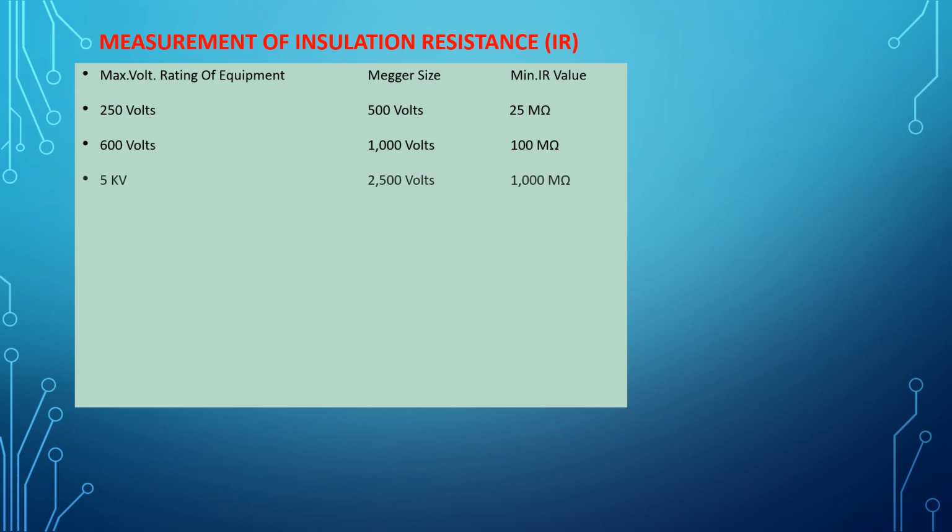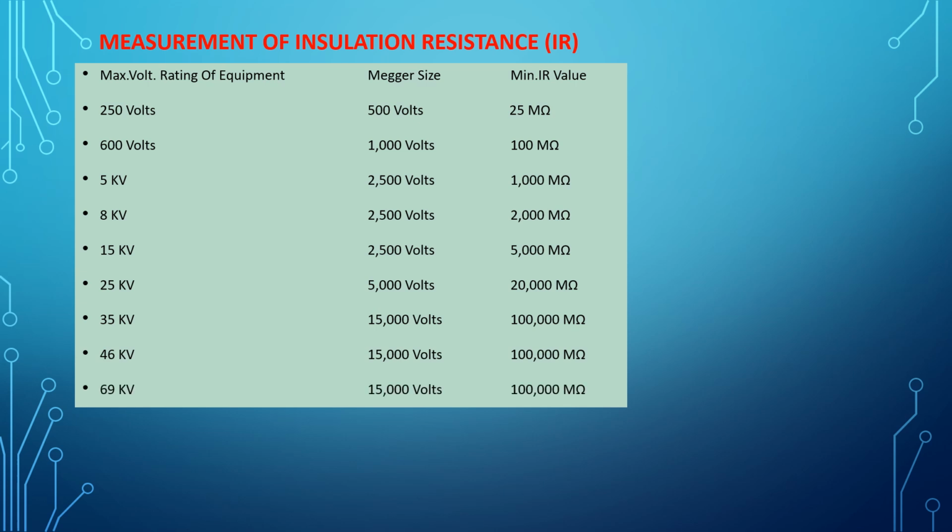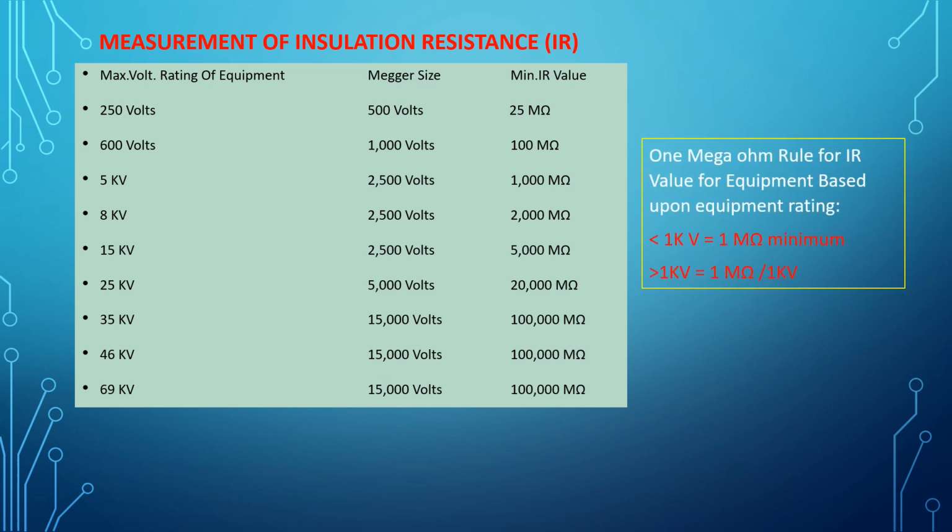And then 600 volts, followed by 5 kV, 8 kV, 8000 volts, 15 kV, 25 up to 69 kV. So 69 kV, 15 kV, 15,000 volts, and 100,000 megaohms. That is our reference. So the 1 megaohm rule for IR value for equipment is based upon equipment rating. 1 kV equals 1 megaohm minimum.